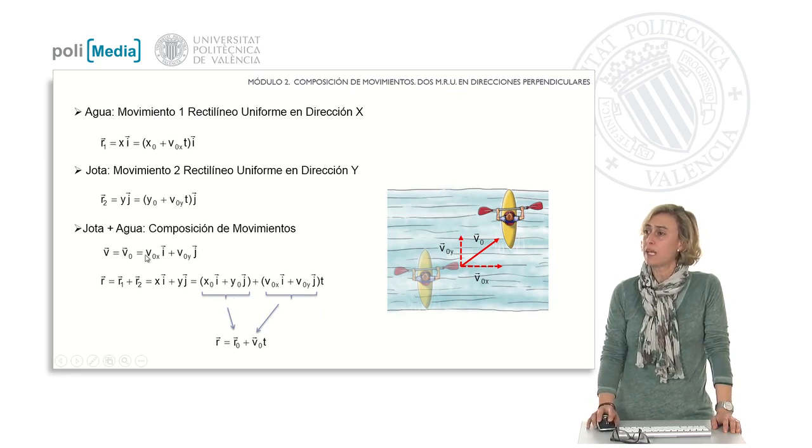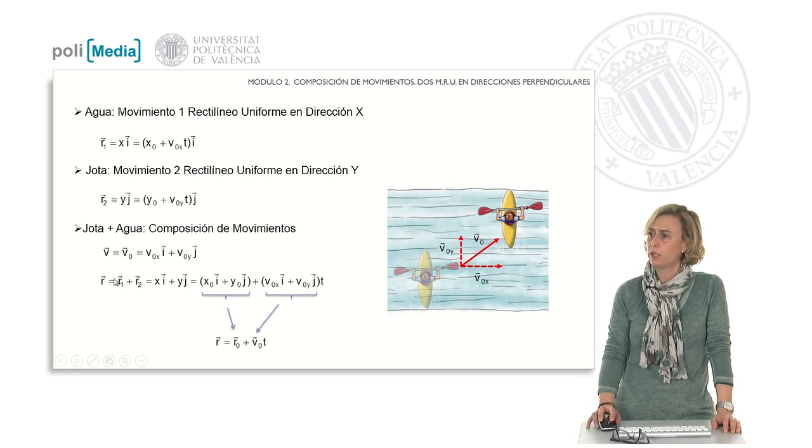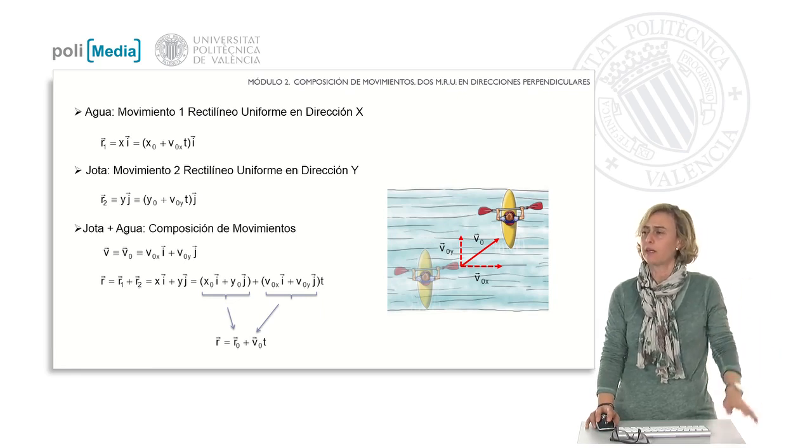Then the velocity is the vector sum of the velocities, and the position we will calculate from r sub 1, which was the position vector of the water, plus r sub 2, which is the position vector of J, if they were the only ones performing the motion.